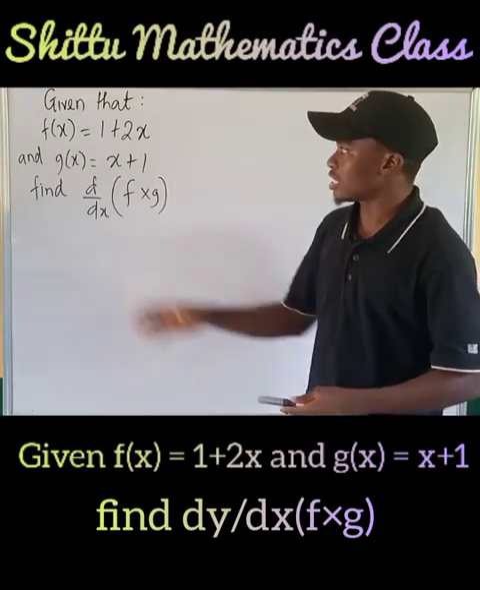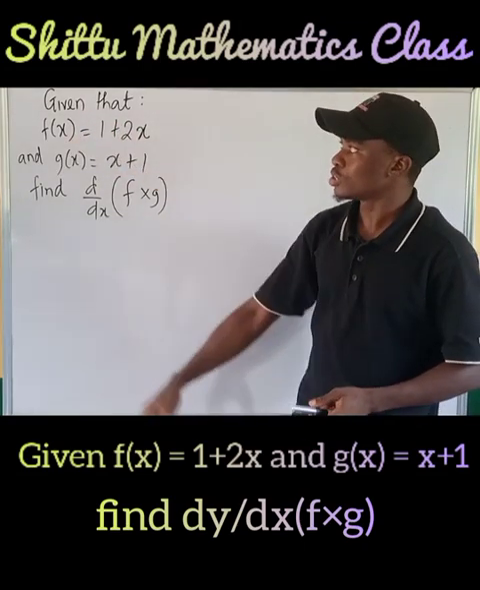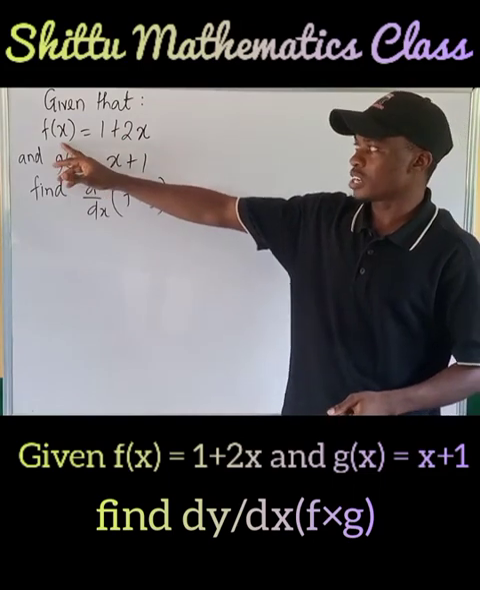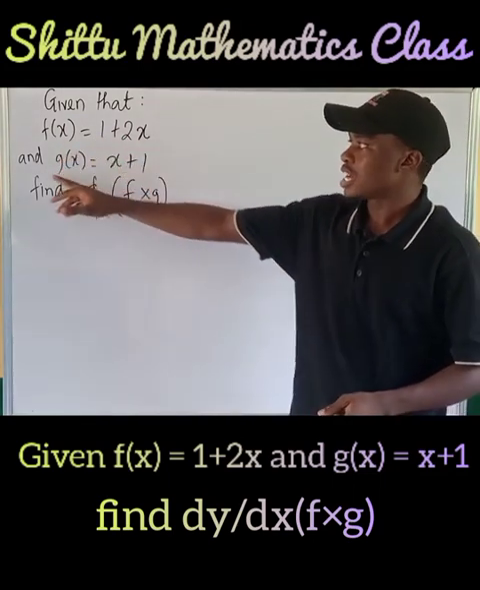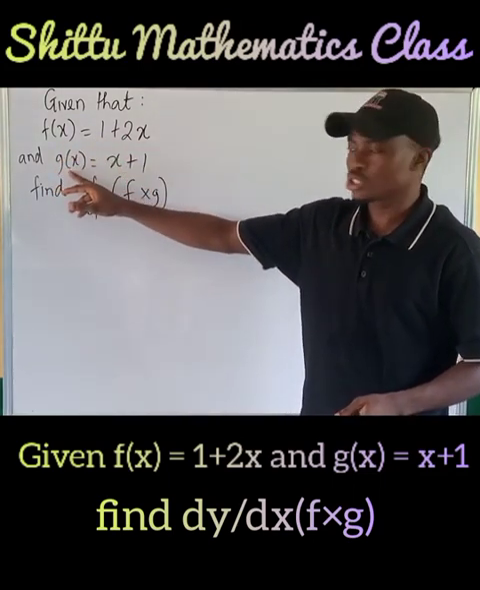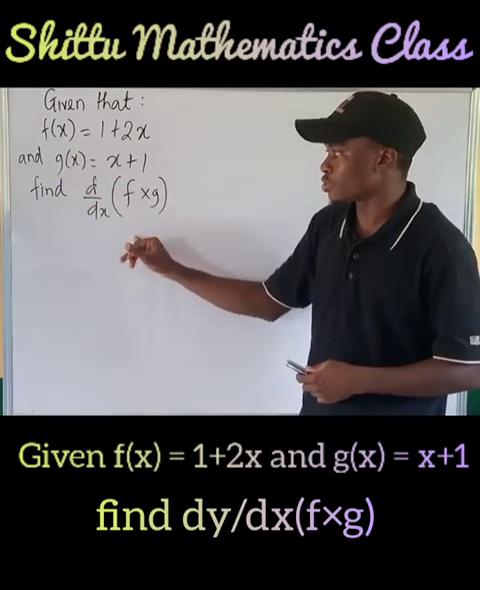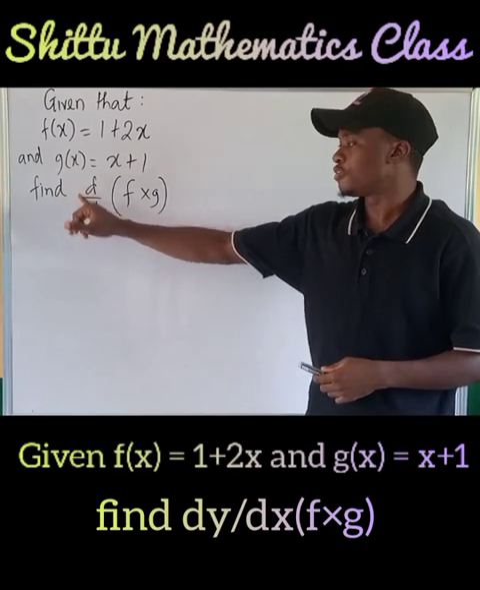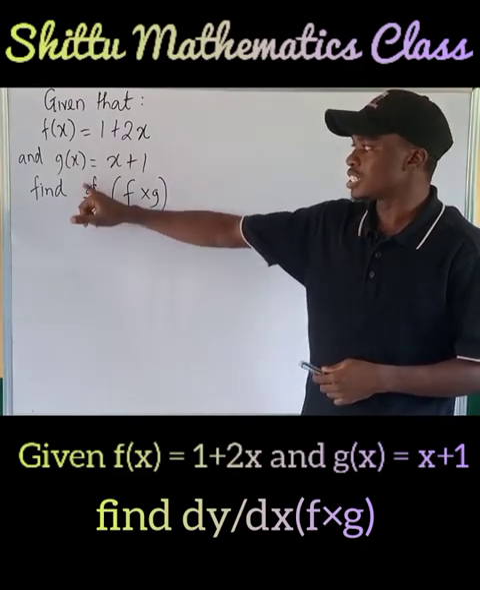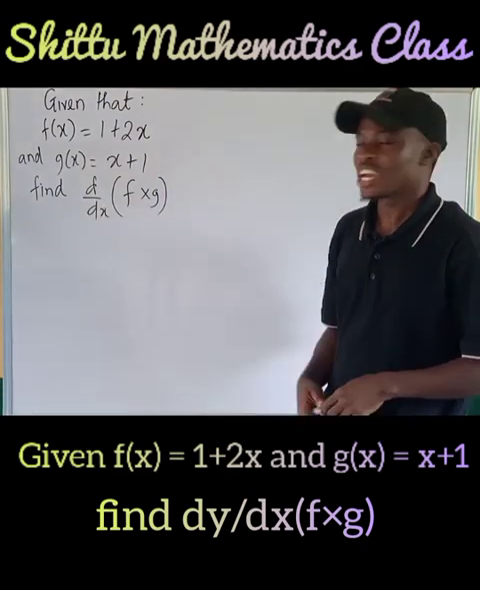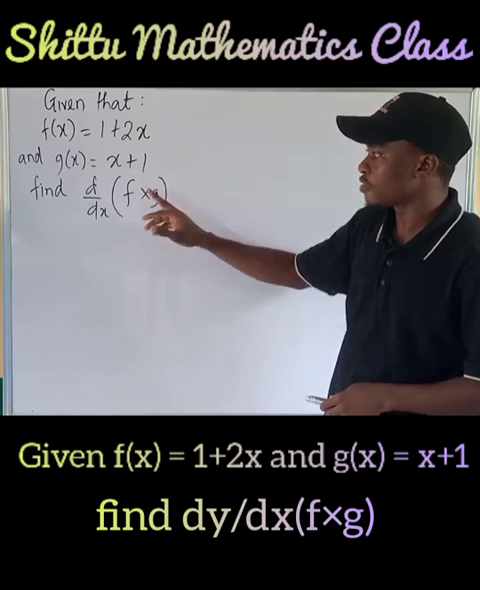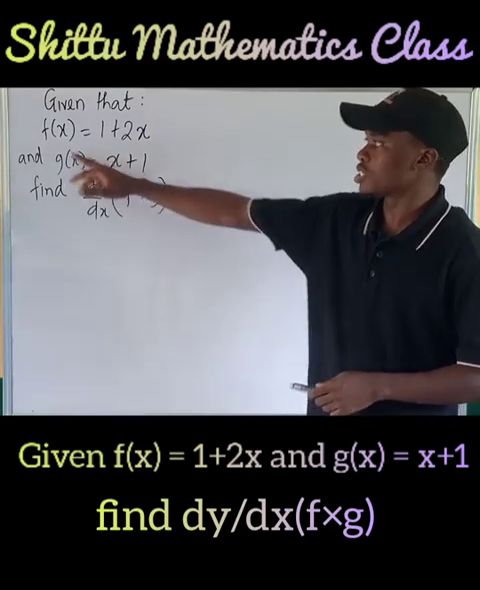Now quickly, let's look at this question. The question said, given that f of x equals 1 plus 2x, and g of x equals x plus 1, then we should find the differential coefficient, that is dy dx, of the function f multiplied by the function g given here.